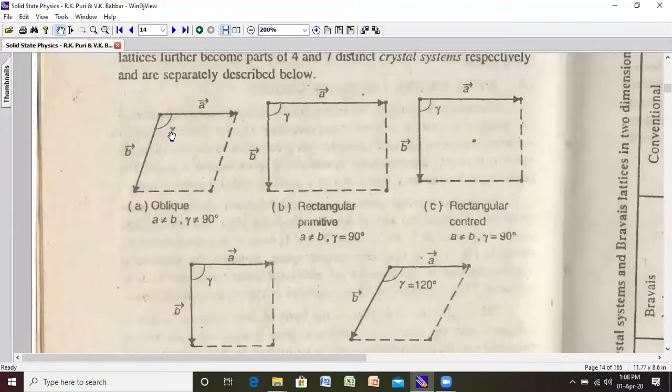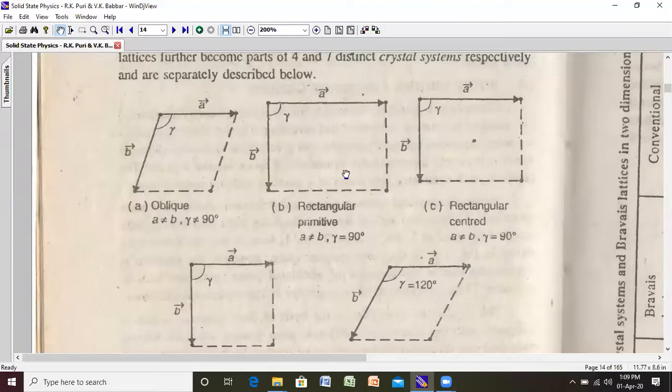This is called oblique Bravais lattice. Why do we call it Bravais lattice? Because it is consistent with the point group symmetry. It's not violating the point group symmetry. If you make some symmetry operations using the combination of reflection, rotation, and inversion, it will give the same value, same position, same picture, same drawing, you can say.